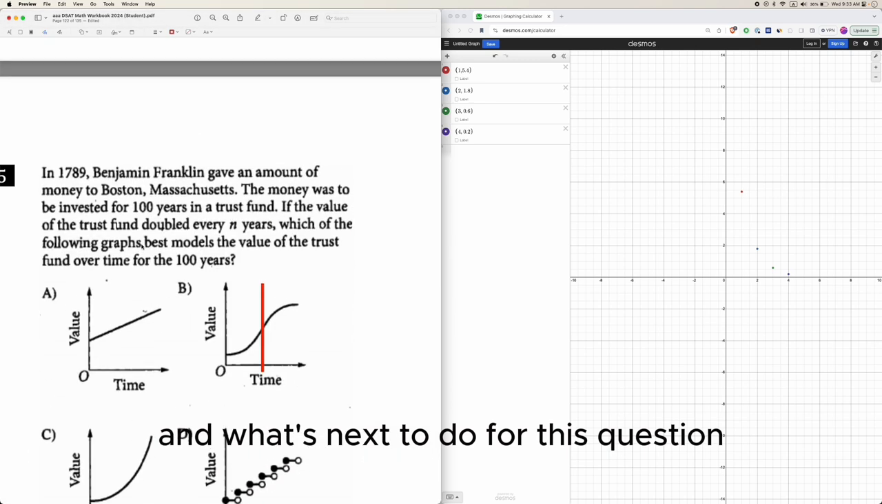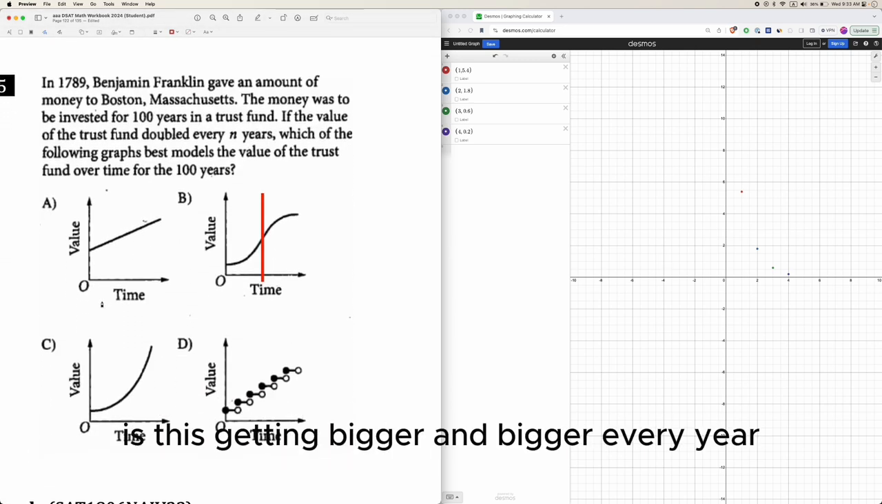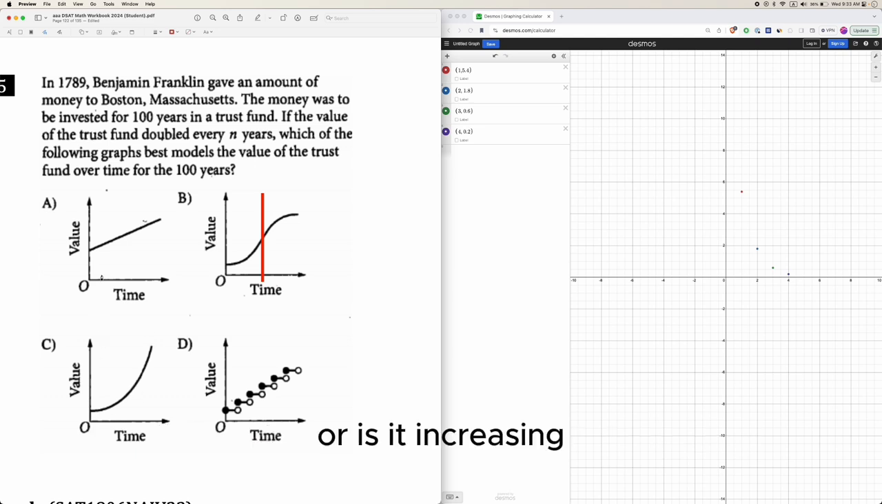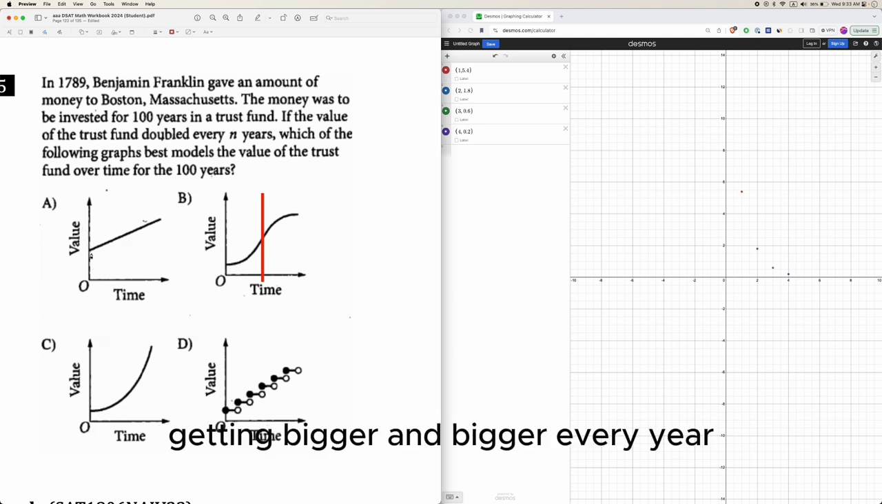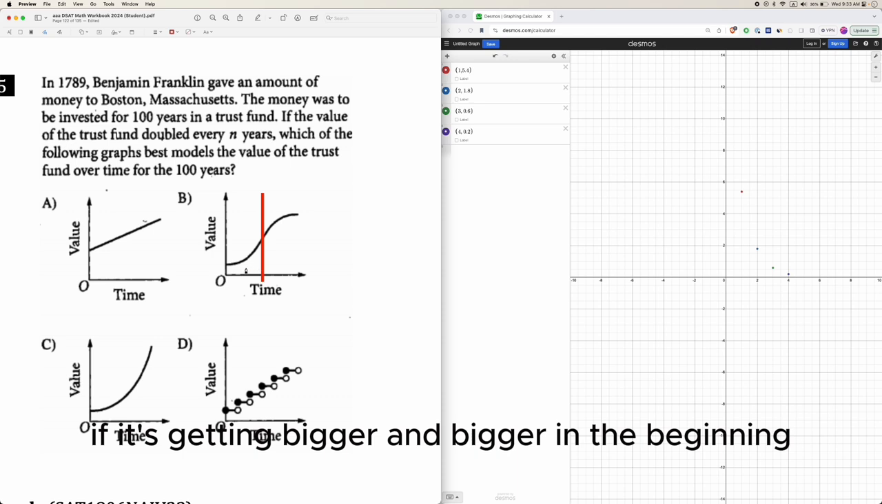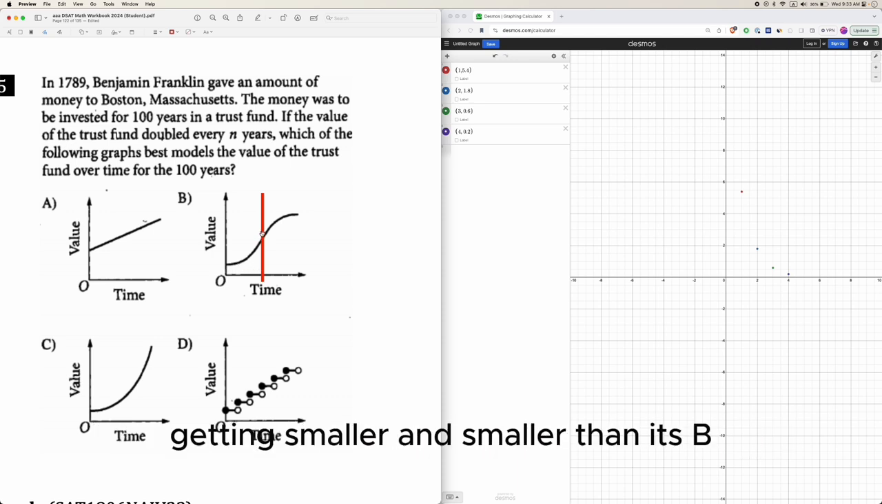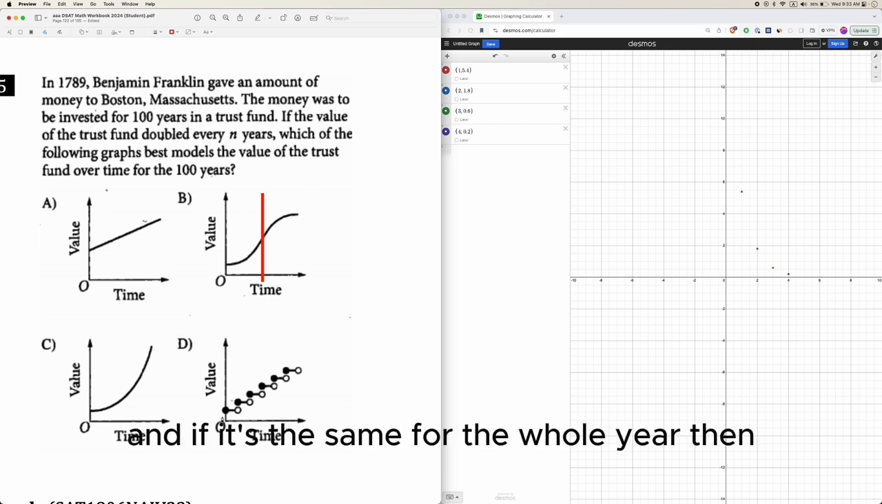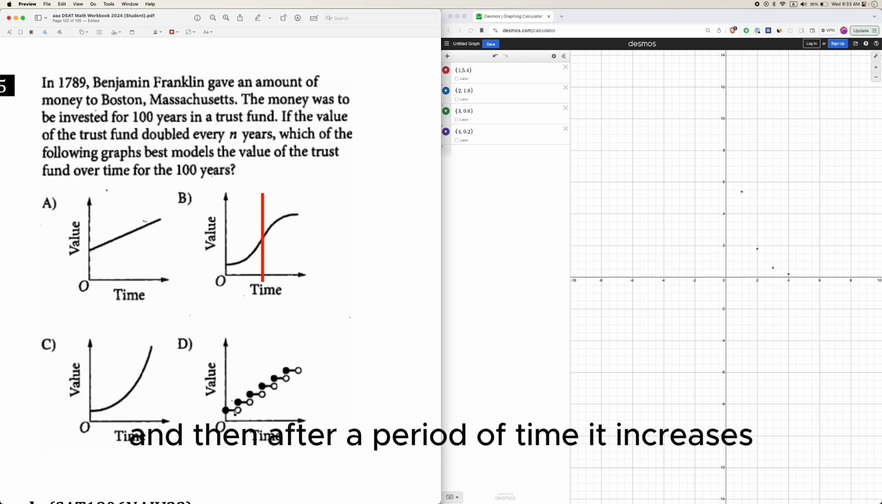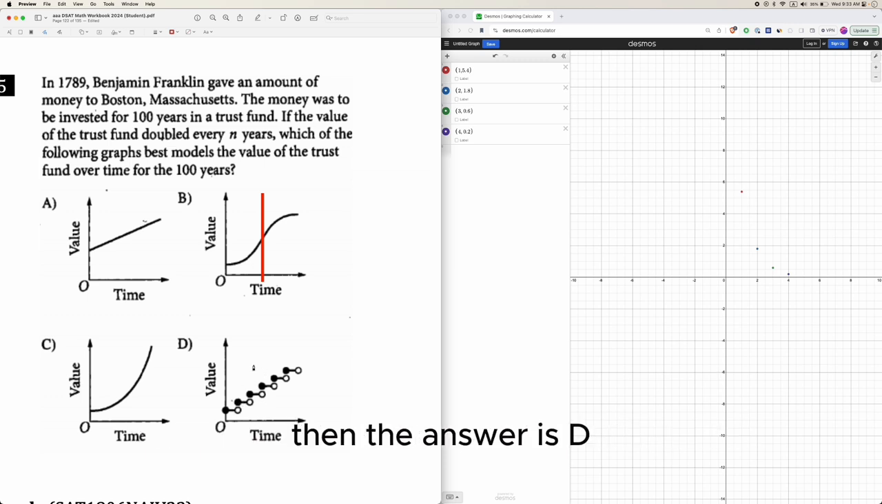And what's next to do for this question is to understand what the question asks for. Think about the situation. Is this getting bigger and bigger every year? Or is it increasing, getting bigger every year, but increasing at the same rate? Then it's A. Bigger and bigger, and the change is also getting bigger and bigger, then it's C. If it's still increasing, but the change is getting smaller and smaller, then it's B. And if it's the same for a period of time, then it increases, and then it's the same for the next period, then the answer is D.